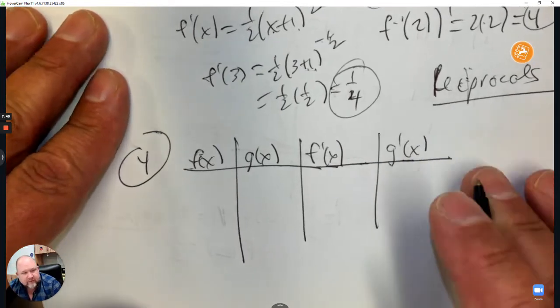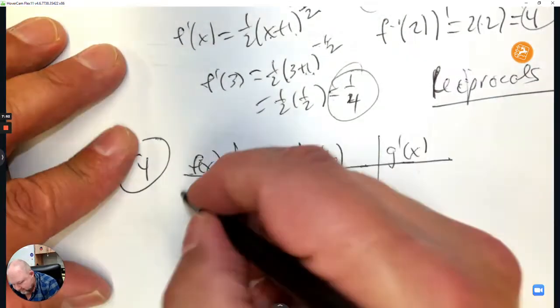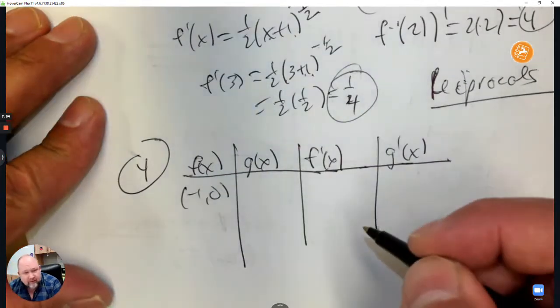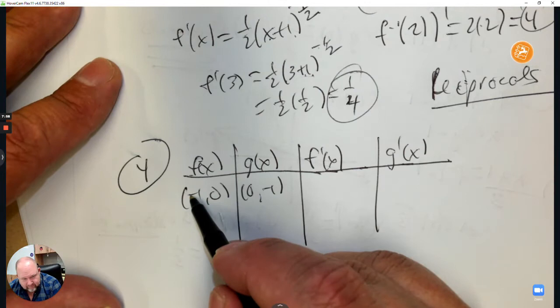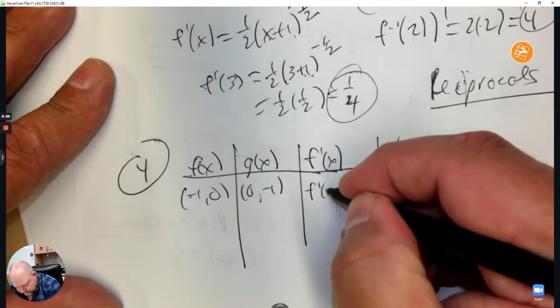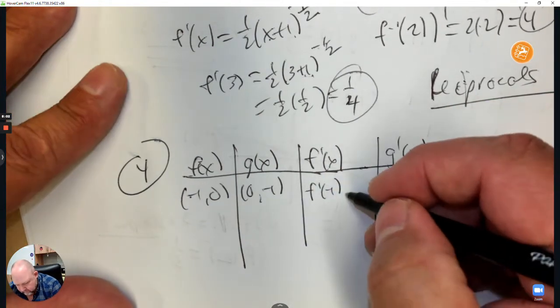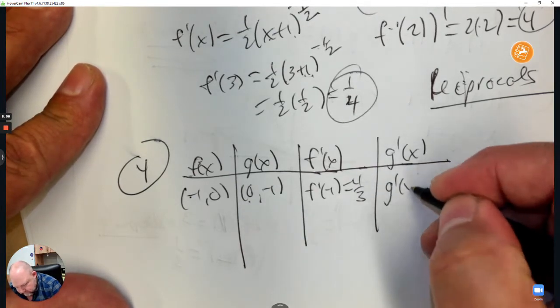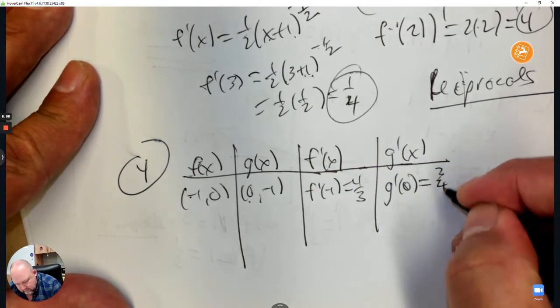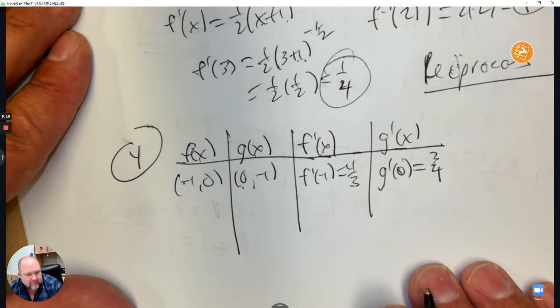Maybe this is helpful. Let's do it this way. In the question it says (-1, 0) is a point on f, which means (0, -1) is on g. The derivative of g at -1 is 4/3, which means the derivative at 0 is the reciprocal of that. See how that connection happens?